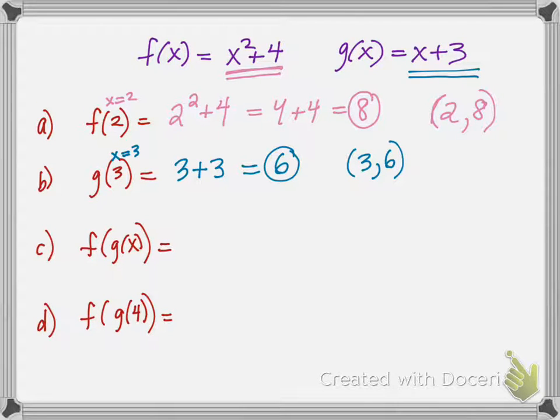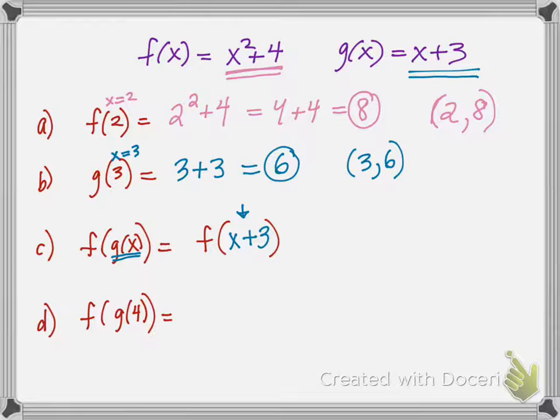For part C, this is the composition of functions. So if I read this, I would say f of g of x. Looks a little scary when you first look at it. So let's change the parentheses. Inside the parentheses, g of x. Let's think of what that is. So g of x, that entire function needs to go inside here. So instead of writing g of x, I'm going to write x plus 3 because they're exactly the same thing.